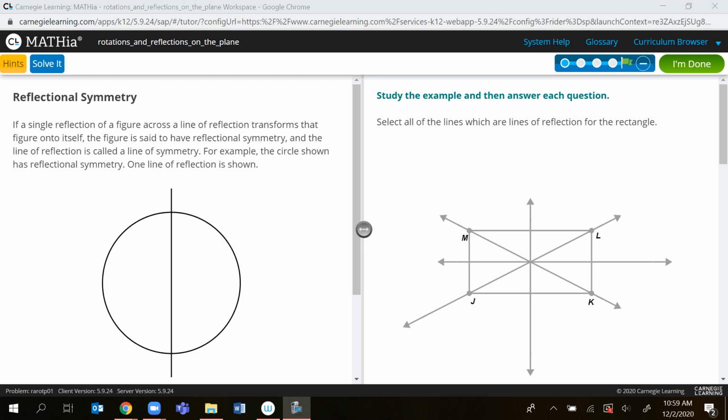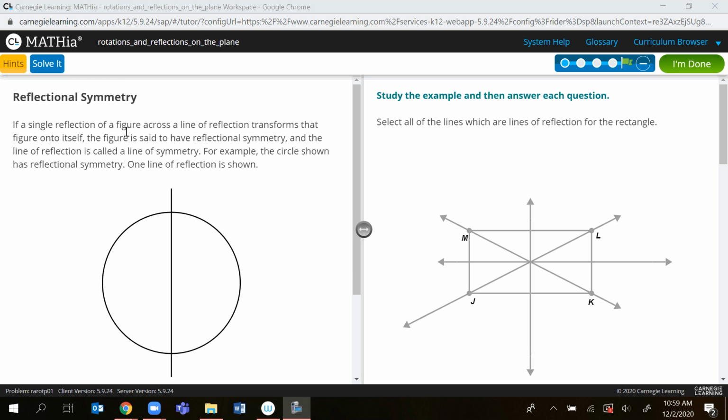Hi everybody, in this video we're going to be walking through your MATHia workspace called Rotations and Reflections on the Plane. As the title of the workspace hints at, we're going to be looking at rotations and reflections. Here we're looking at some symmetry. So let's read through our left side.